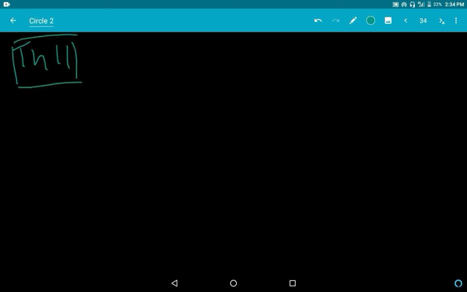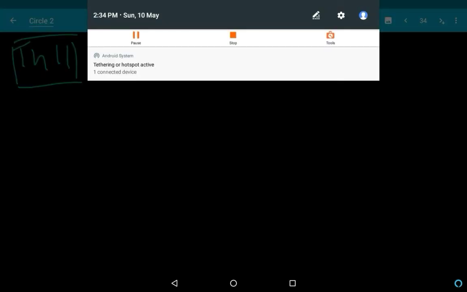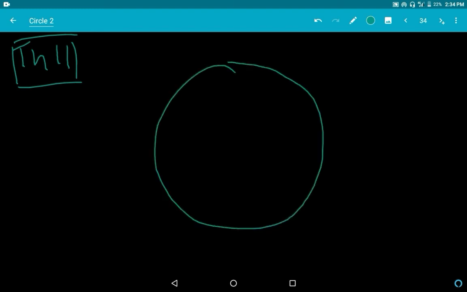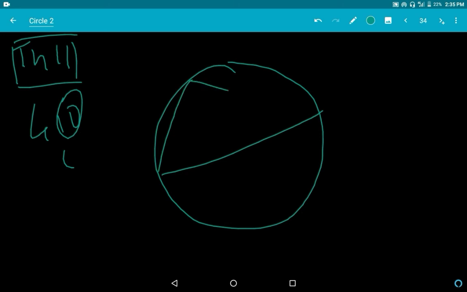Now theorem 11, this or the next one may be the last. If 11 has a converse, I'll do it. If it does not have a converse, I'll not do it. Okay, 11 itself is a converse, so 11 will be the last for today. This is nothing but the converse of theorem 10.